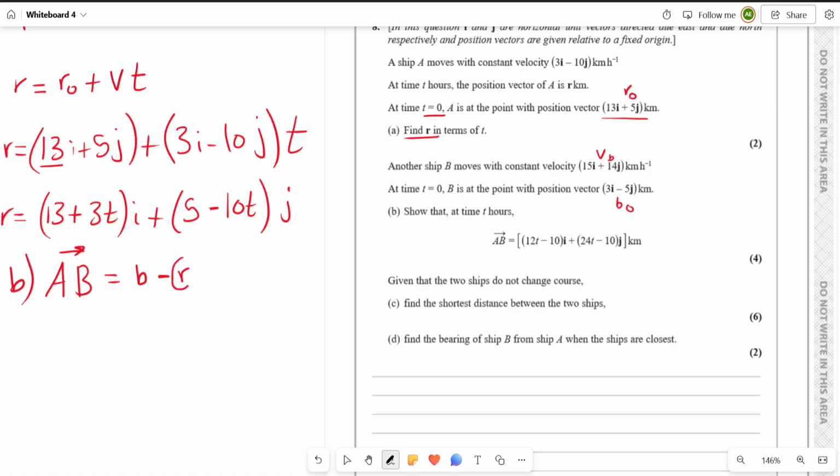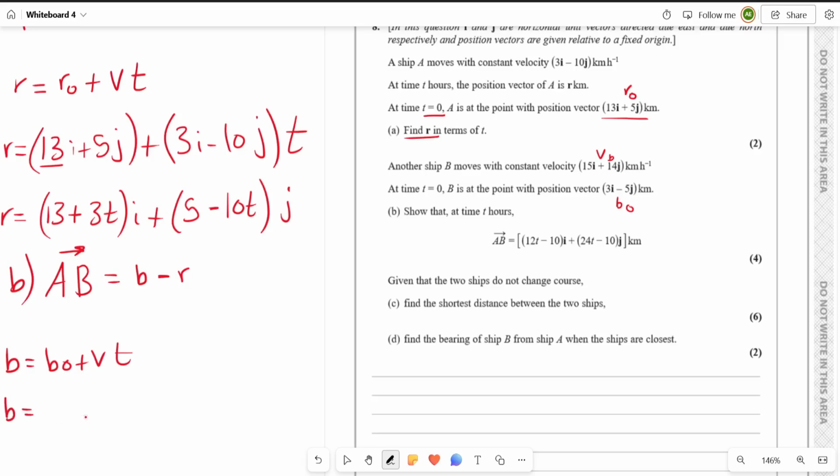So the general position vector of A, which is R, we already have it. We just need to compute the general position vector of B. Since it's a constant velocity, we can use this formula over here. So B is going to equal B0 plus Vt.